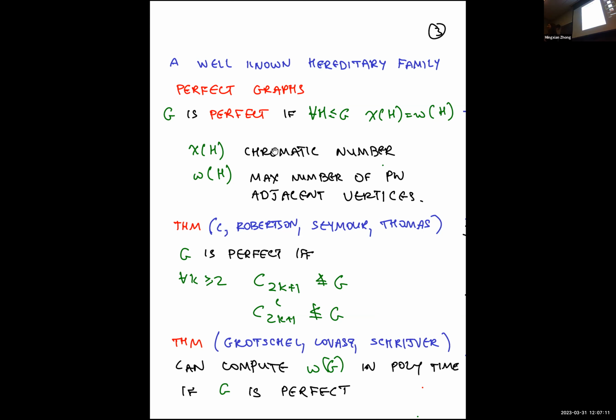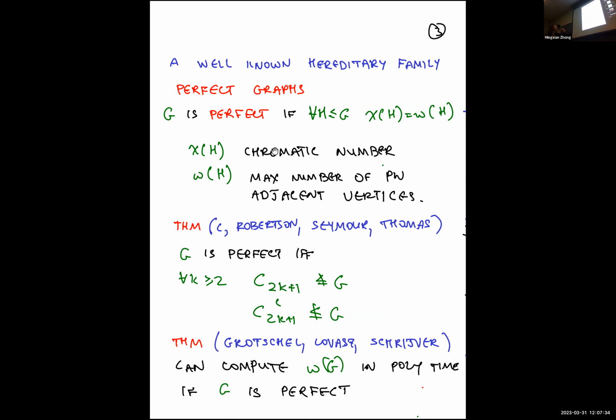The community has come to believe that it's not true, that you do learn a lot about a graph by forbidding its induced subgraphs, by forbidding some induced subgraphs. And I'm going to spend the first part of my talk trying to give examples of that and trying to explain it.